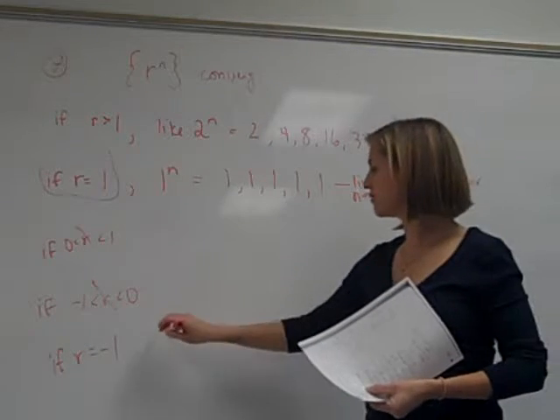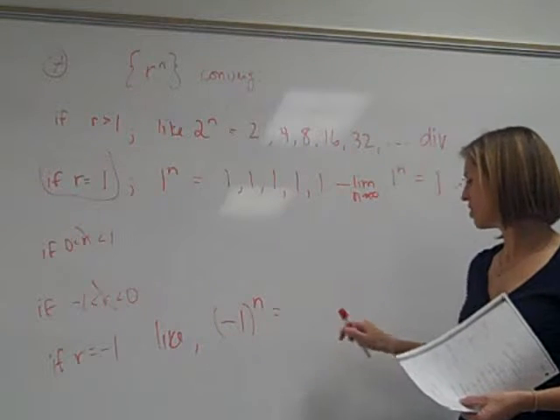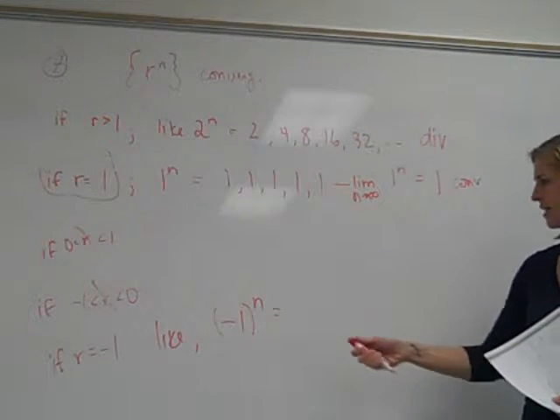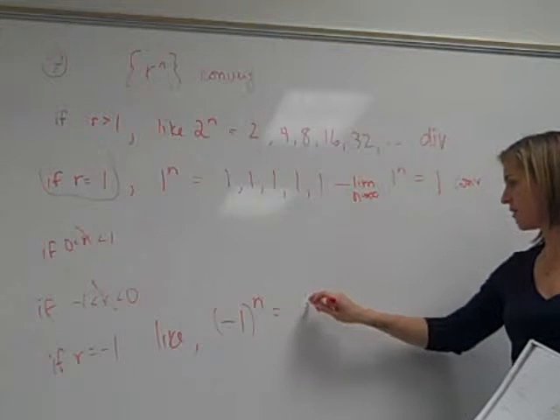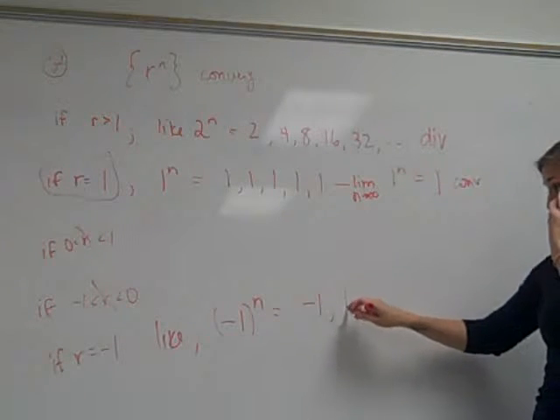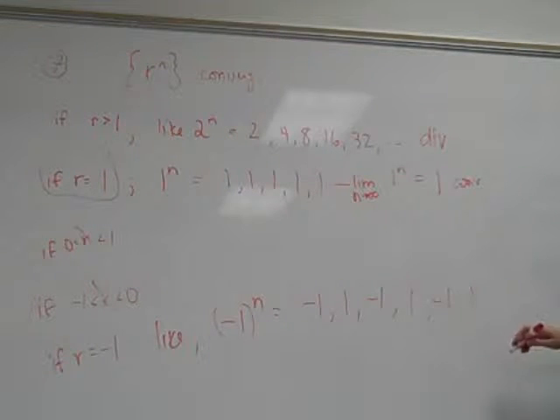So if r equals -1, then I have (-1) to the n. Well, what does that sequence look like? Where do I start? Doesn't matter. If n is 1, I've got -1. If n is 2, I've got 1. If n is 3, I've got -1. If n is 4, I've got 1. Well, what's the limit of this? Does not exist.